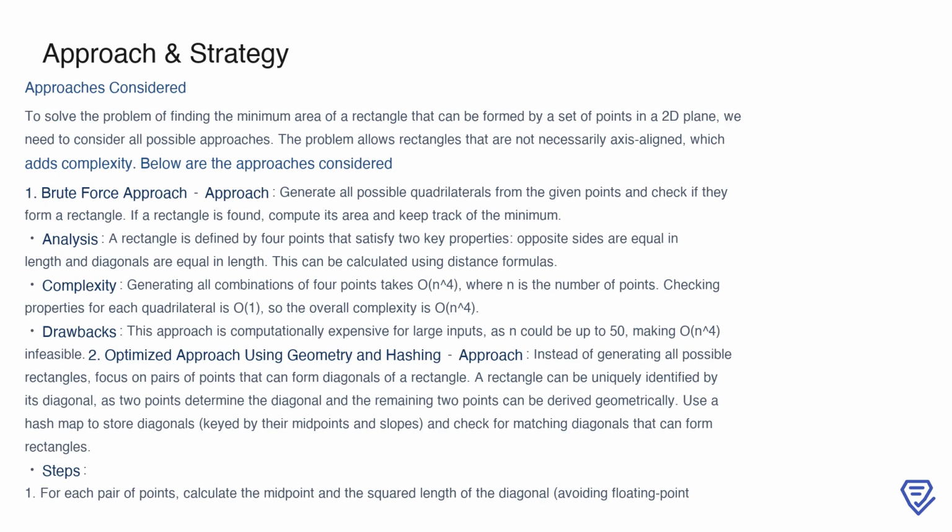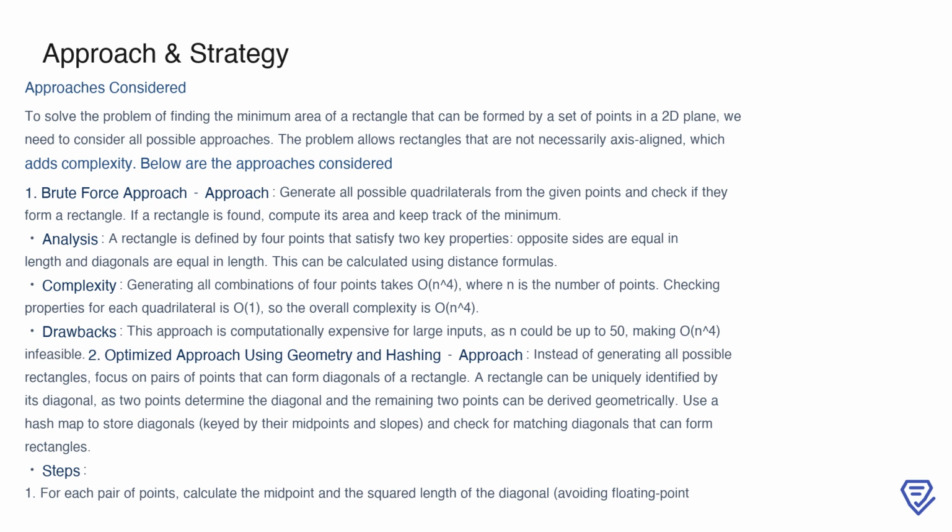To tackle the problem of finding the minimum area rectangle that can be formed by a set of points in a 2D plane, we first consider several possible approaches. One straightforward method is the brute force approach. Here, we generate all possible quadrilaterals from the given points and check if each one forms a rectangle.